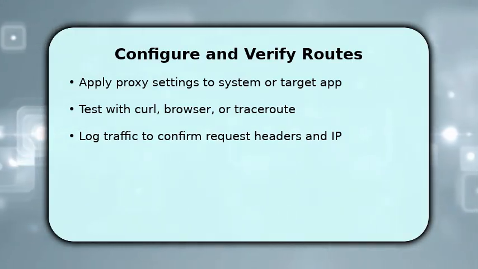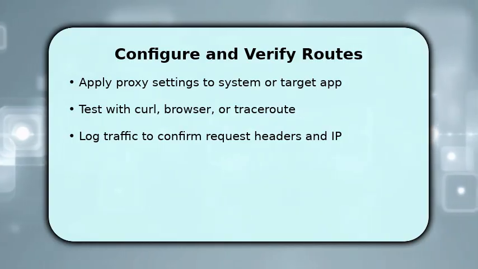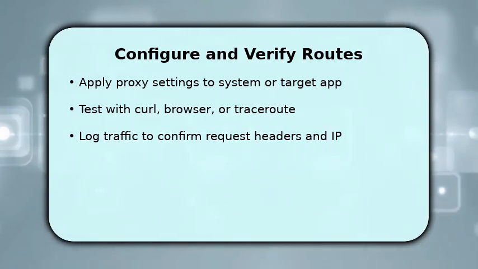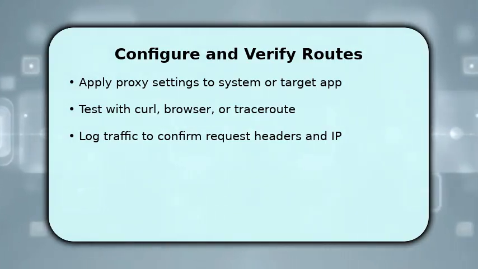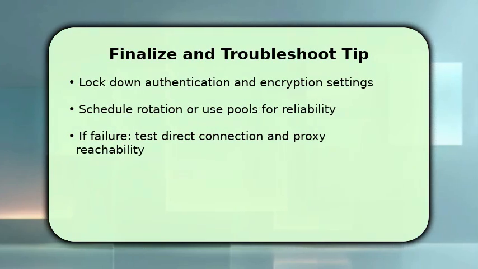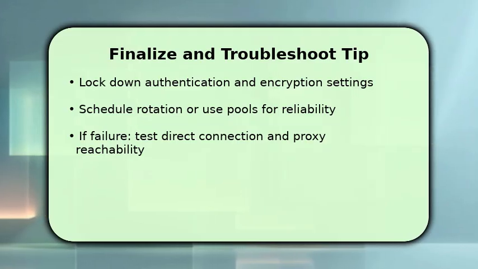If you see mixed traffic, adjust proxy exceptions or force the app to use SOCKS 5 via a tunnel. You finish by hardening and automating. Enforce authentication, enable TLS if available, and set rotation schedules or a proxy pool to avoid single-point failures.